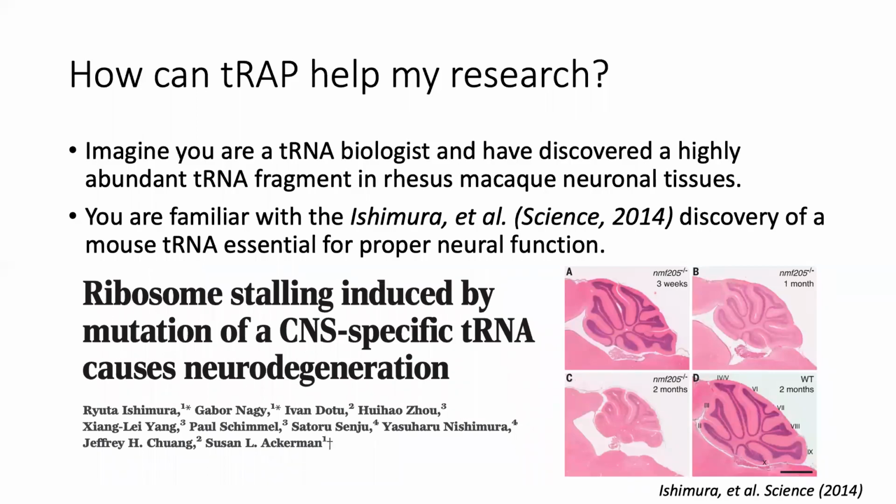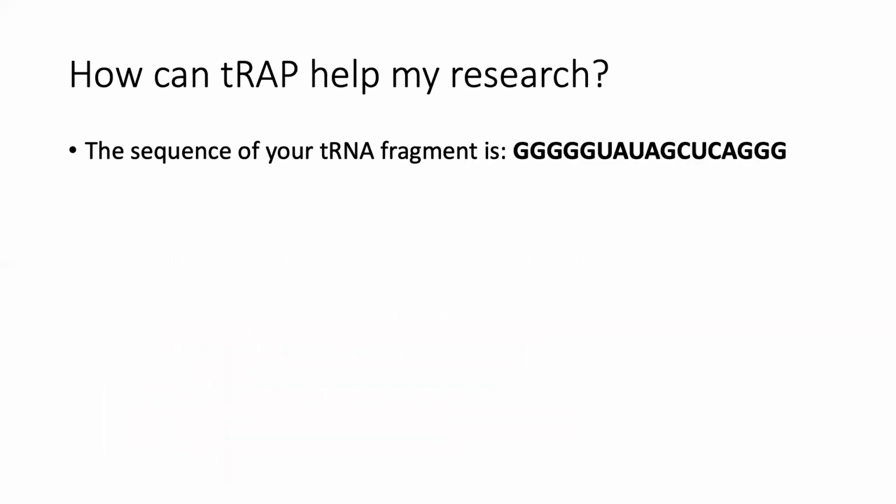So if you're in this position, you're familiar with work by Ishimura et al. from the Ackerman lab and their discovery of a central nervous system specific arginine tRNA that's critical for mouse neural function. And you want to discover the next one. So imagine you found this highly abundant brain-specific tRNA fragment and you've got its sequence, and now you want to do CRISPR on your rhesus macaque tissue to try to edit or manipulate the locus at the DNA level.